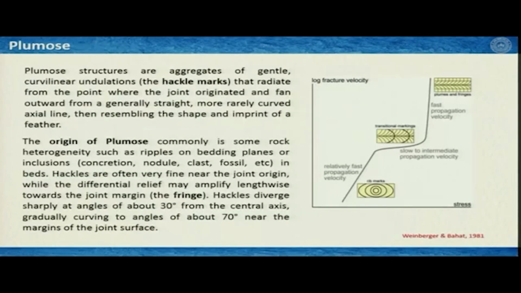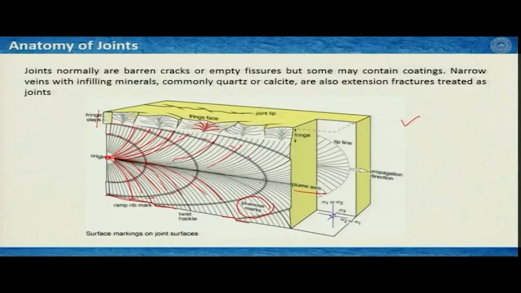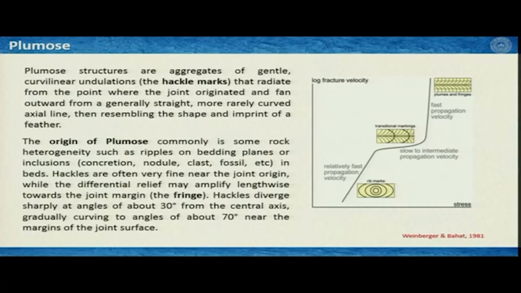So plumose structures are aggregates of gentle curvilinear undulations, also known as hackle marks, as I just told in the previous slide, that radiate from the point where the joint originated and fan outward, forming a generally straight, more rarely curved axial line. So this line you see here is very much straight. However, in a few cases we may see that this can be curved, but this is very rare. And then it resembles the shape and imprint of a feather.